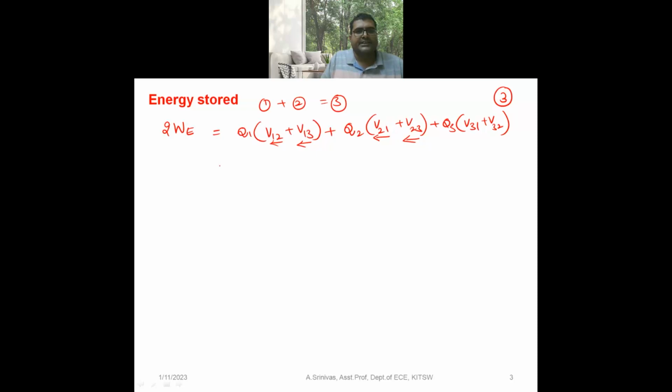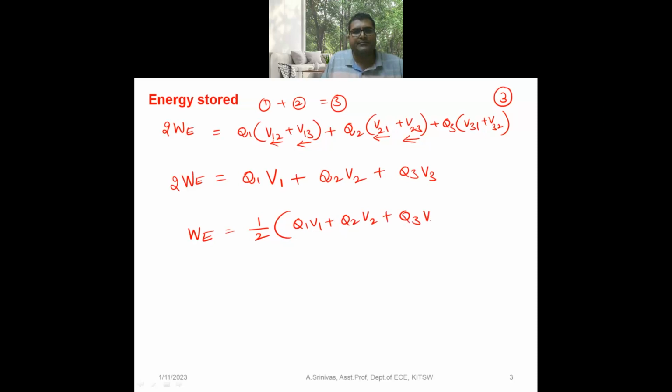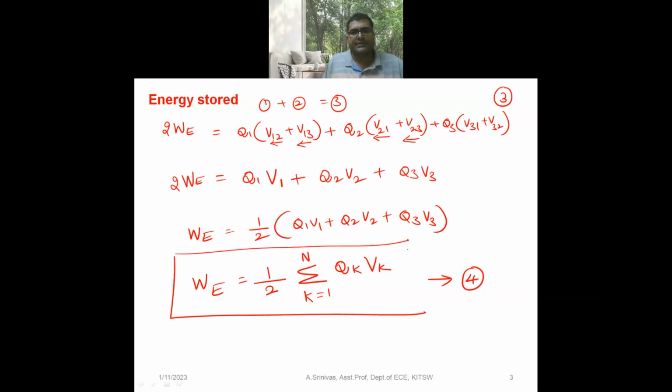equation 3. And this can be written as Q1 potential at 1 due to 2 and potential at 1 due to 3 replaced by V1, and in the same way Q2 V2 plus Q3 V3. 2 into WE, double the energy stored, and WE is equal to half into Q1 V1 plus Q2 V2 plus Q3 V3. And the generalized equation for n number of point charges is summation k is from 1 to n, Qk Vk. It is equation 4, and equation 4 is very important in solving problems.